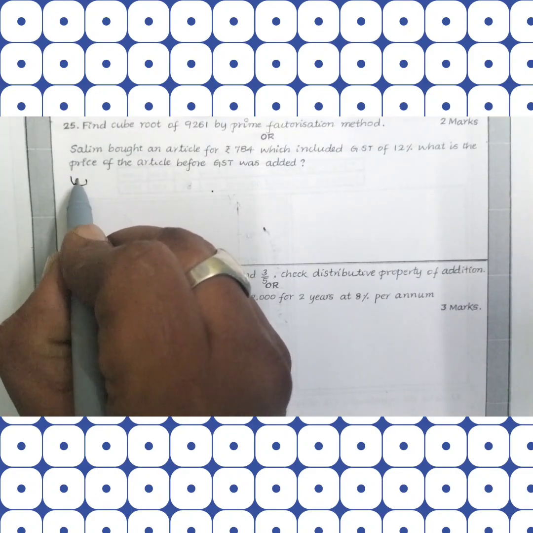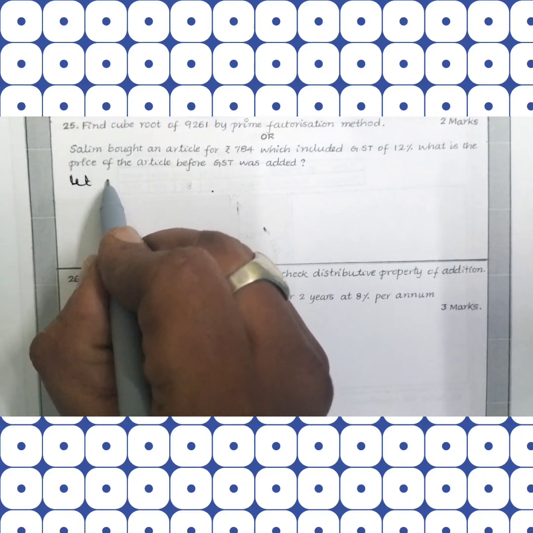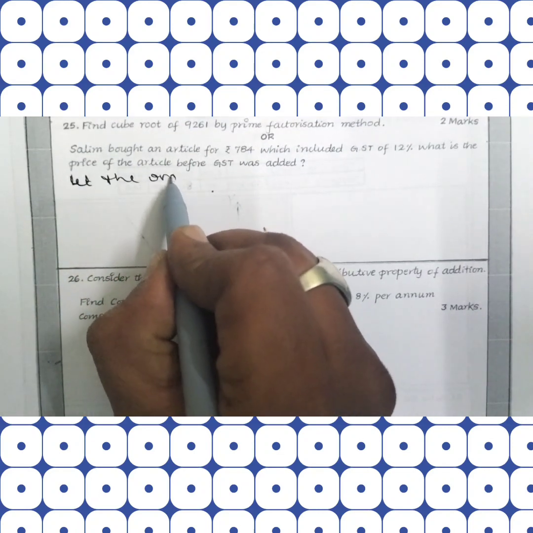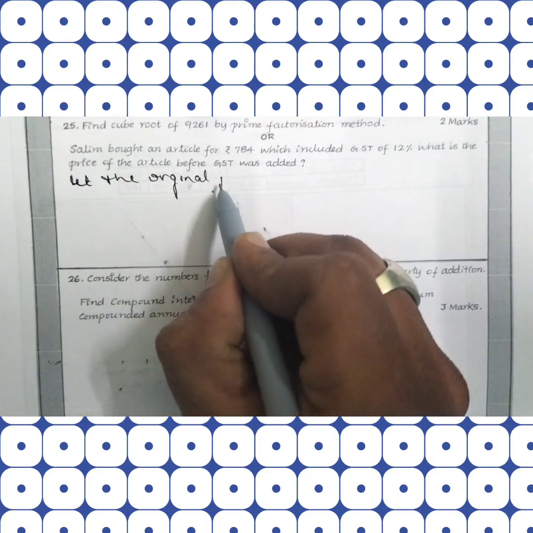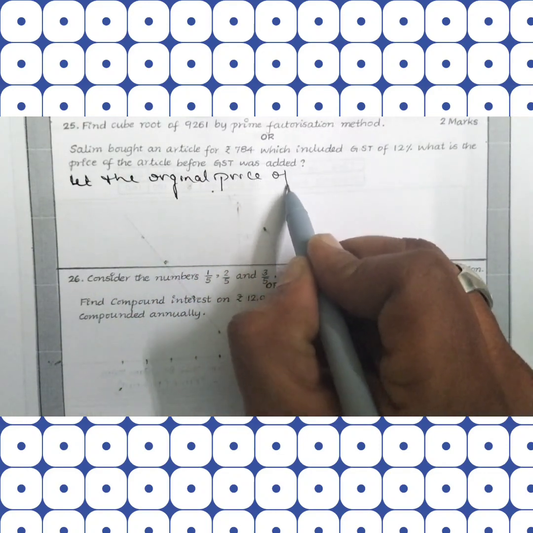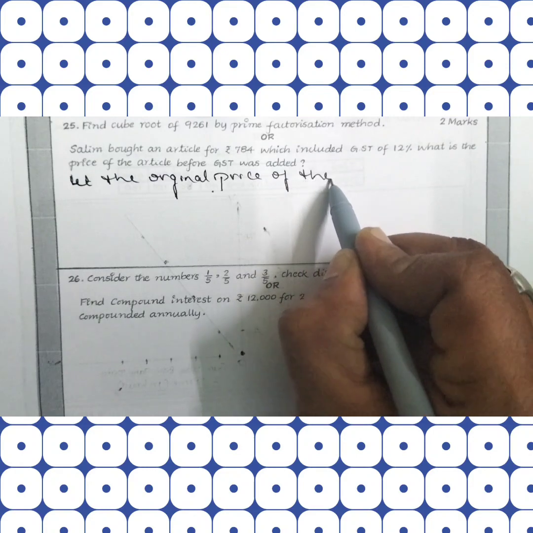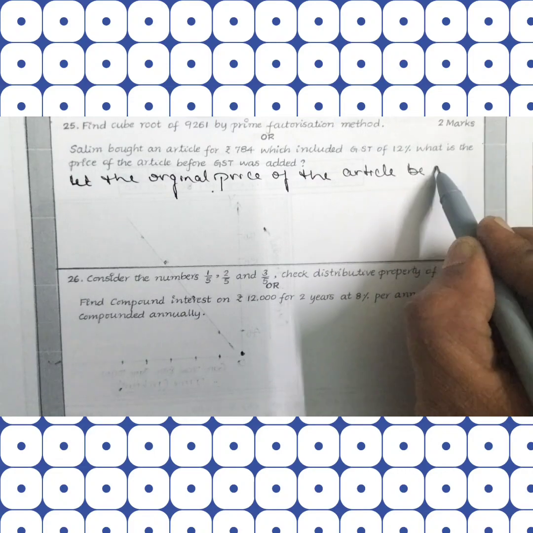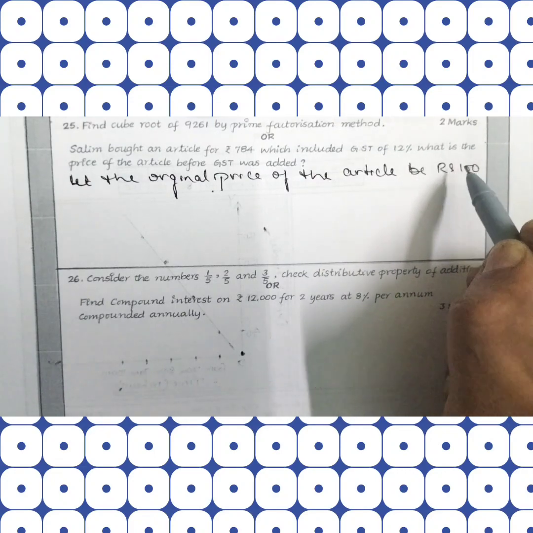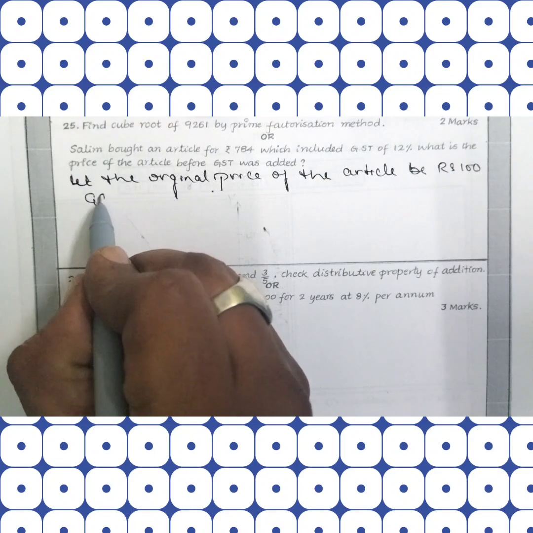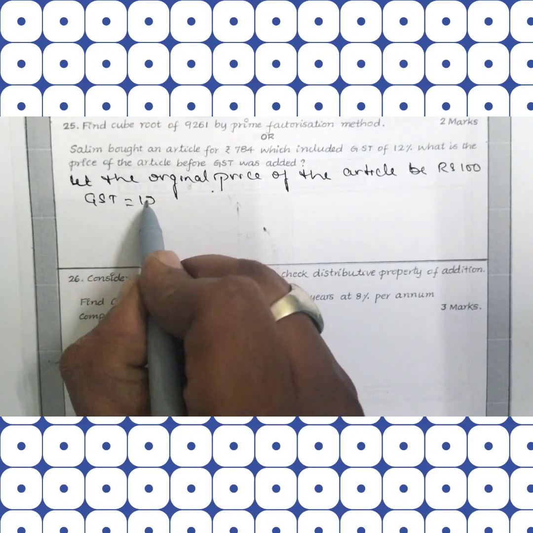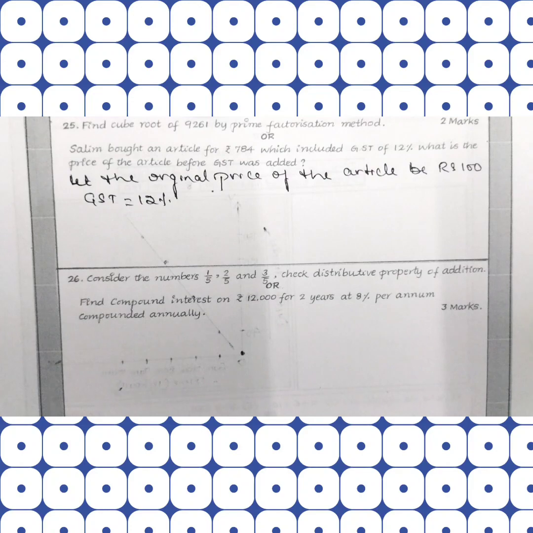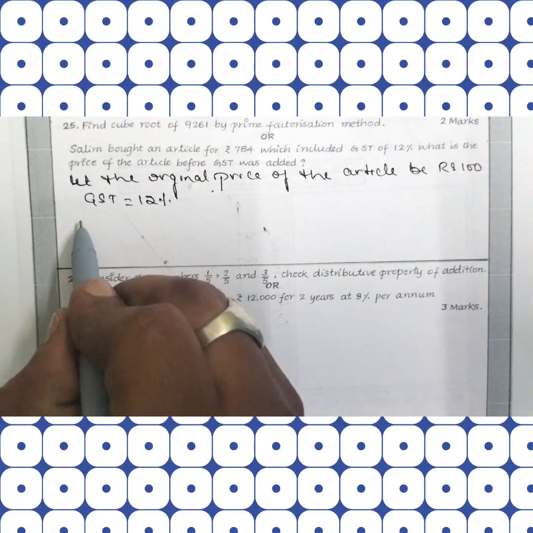So let us write the first sentence. Let the original price of the article be rupees 100. Then what is the GST? GST is equal to 12%. Let us assume the original price is 100 rupees. Then the GST will be 12%.